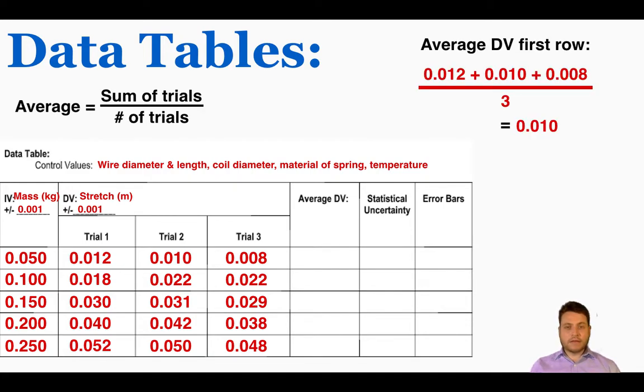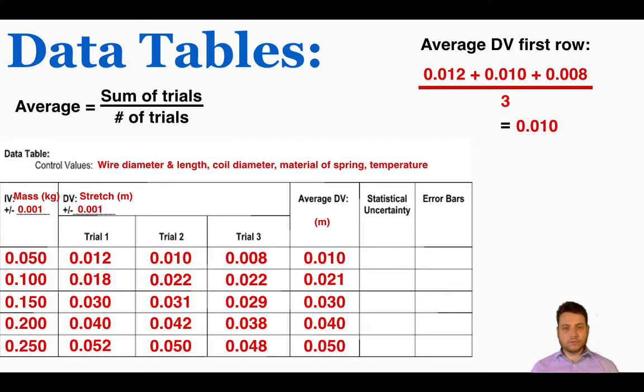And you may remember that the mathematical average is the sum of all your numbers divided by the number of numbers that you're adding. So here you would add up the 3 trials and then divide by 3. So in that first row, you would add 0.012 plus 0.010 plus 0.008, divide by 3, and the answer that you get is 0.010. So that would be your average dV measurement for that IV. Usually we record the unit a second time here. The unit of your average dV is the same as the unit of your regular dV.